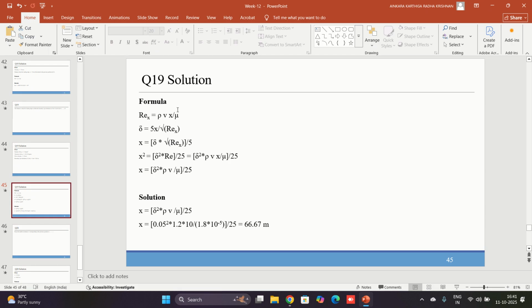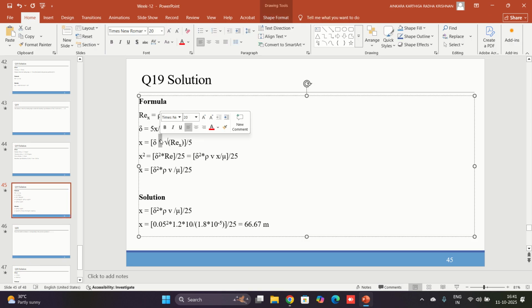And Rex is equal to rho v x by mu, similar to what we did in the last problem. We are not doing anything new here actually. So Rex is equal to rho v x by mu. Delta is equal to 5x by square root of Rex. So x is equal to delta into square root of Rex divided by 5. So we are taking square on both the sides. So it becomes x square is equal to delta square into Rex divided by 25, or it is actually 5 square. So you can write it like this as well.